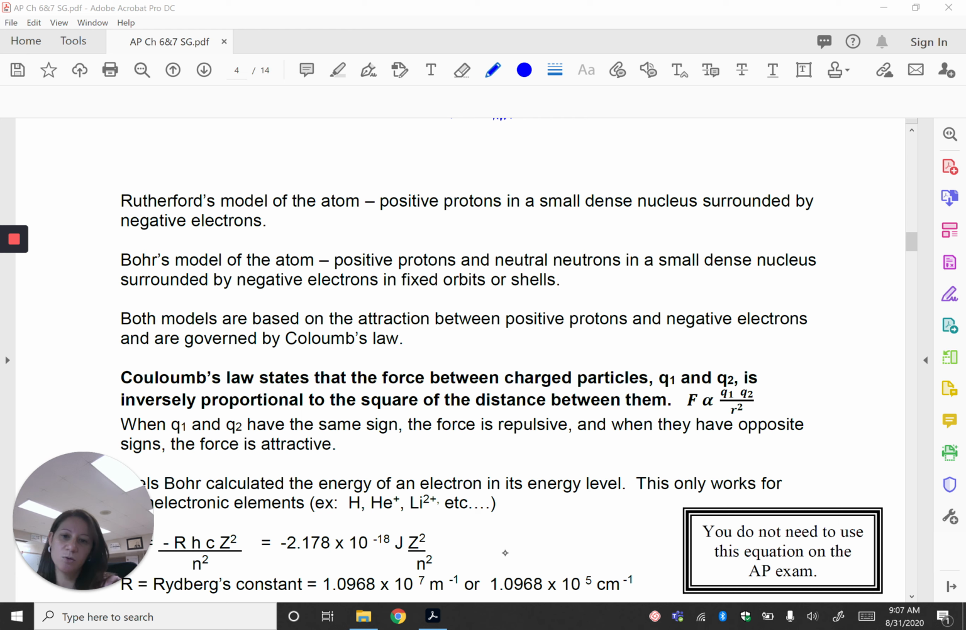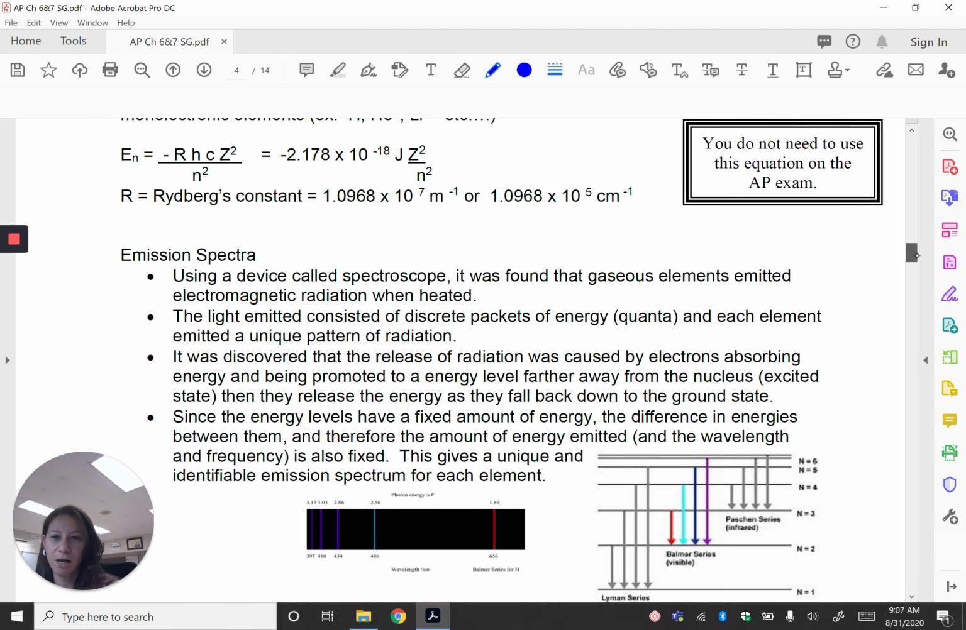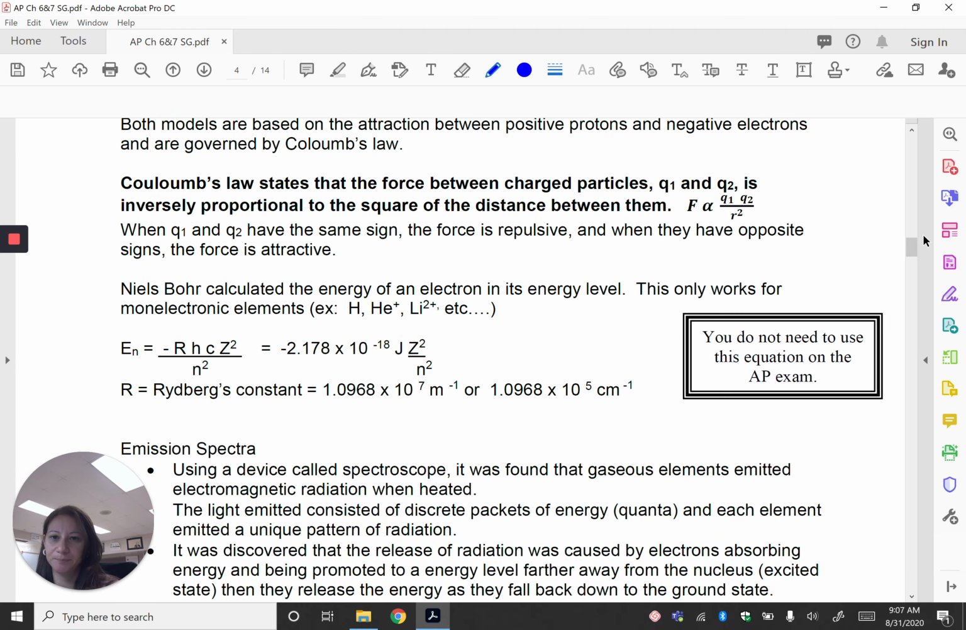So when Q1 and Q2 have the same sign, that force is repulsive, but when they have opposite signs, it's attractive. And so this equation can be used for both repulsion and attraction. Again, here we're mostly talking about attraction between the nucleus and the electrons. Now then Niels Bohr came along, or actually we were just talking about the Bohr model.